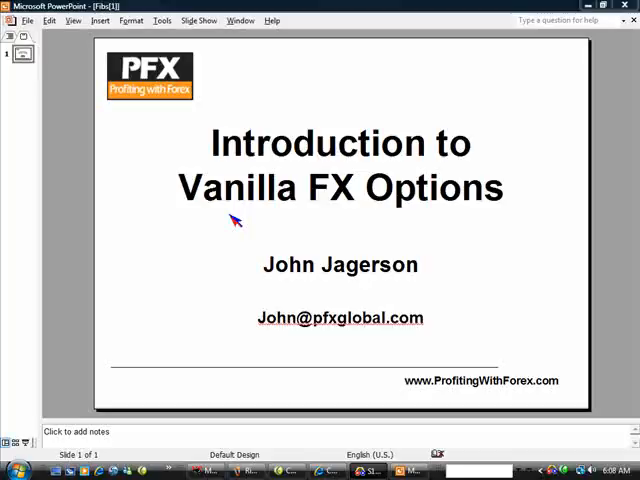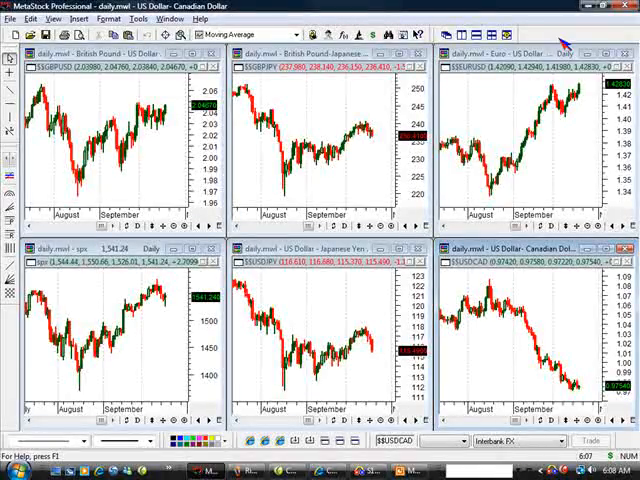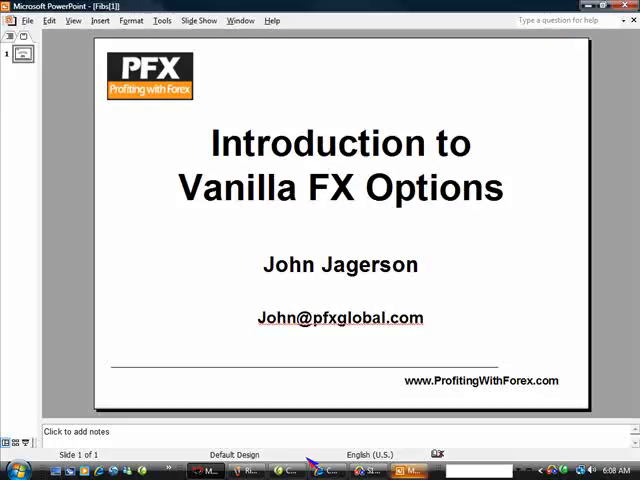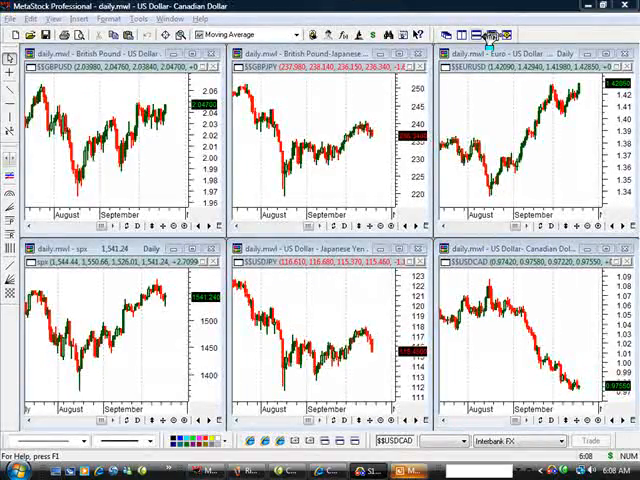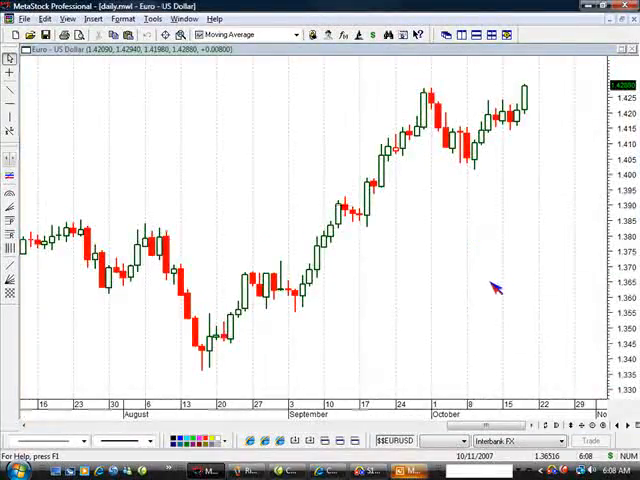So why don't we go ahead and get started? I'm actually going to start by bringing up my charts. I want to make sure everybody can see this. Oops. Let me stop sharing, and I'm going to bring up my charts. Okay. So I have a charting station here, and I'm just going to bring up the Euro US dollar. If you can't see this, let me know.